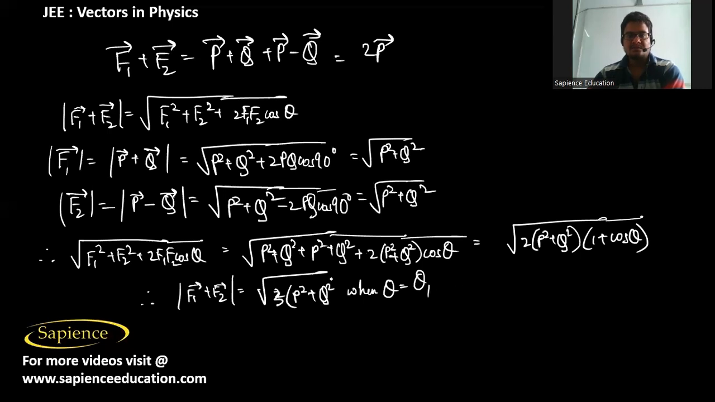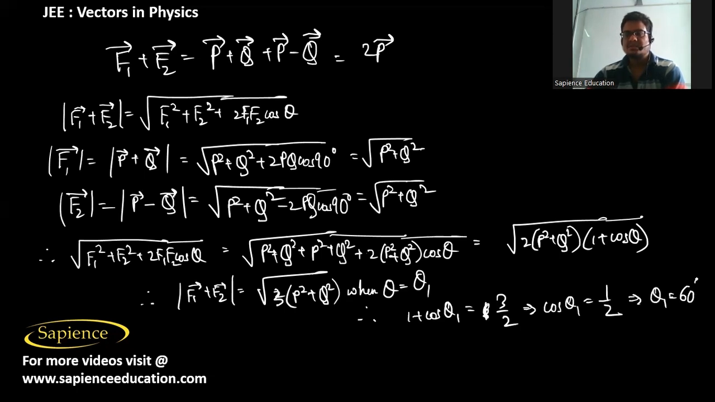Theta 1. So therefore 1 plus cos theta 1 will be equal to 3 by 2. Then only this will come as 3 into p square plus q square. So therefore cos theta 1 will be equal to half. So therefore theta 1 should be equal to 60 degrees.